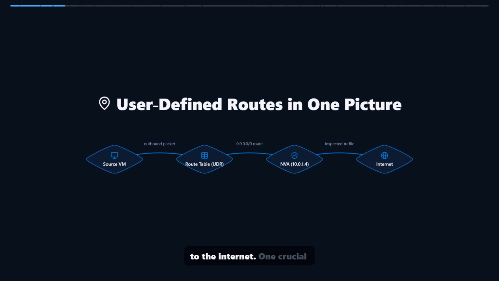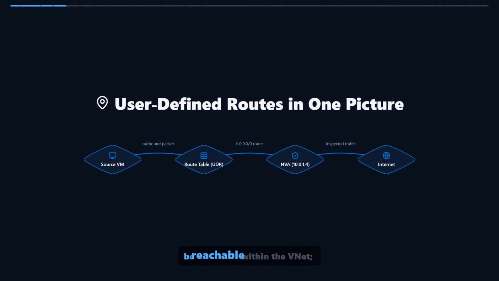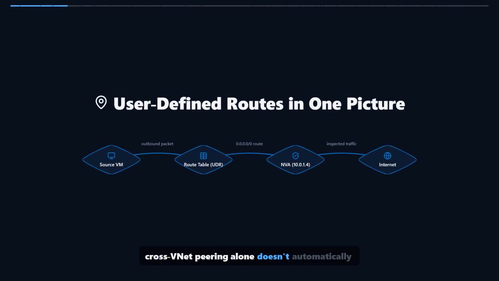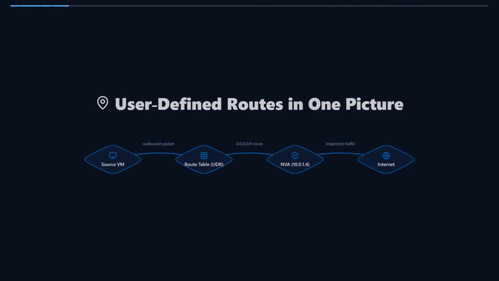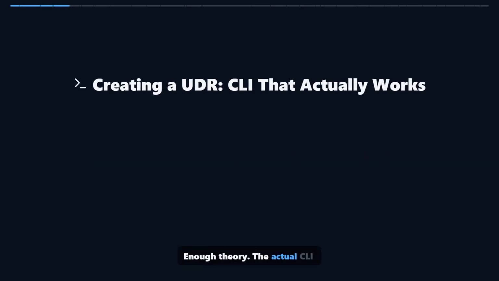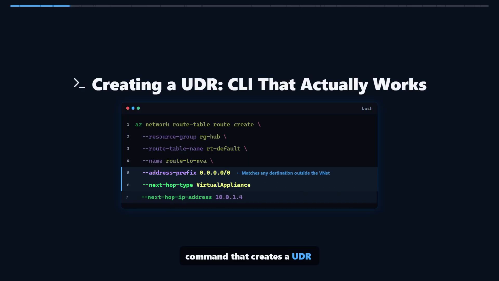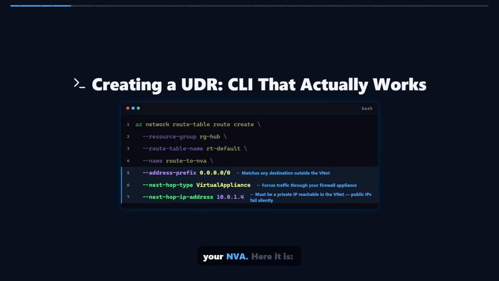One crucial detail: the next hop IP must be reachable within the VNet. Cross VNet peering alone doesn't automatically make a remote IP a valid next hop. Enough theory. The actual CLI command that creates a UDR forces the default route through your NVA.